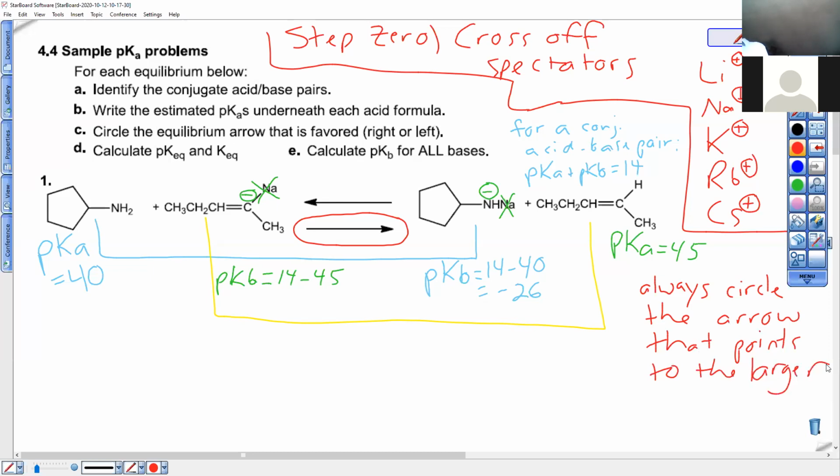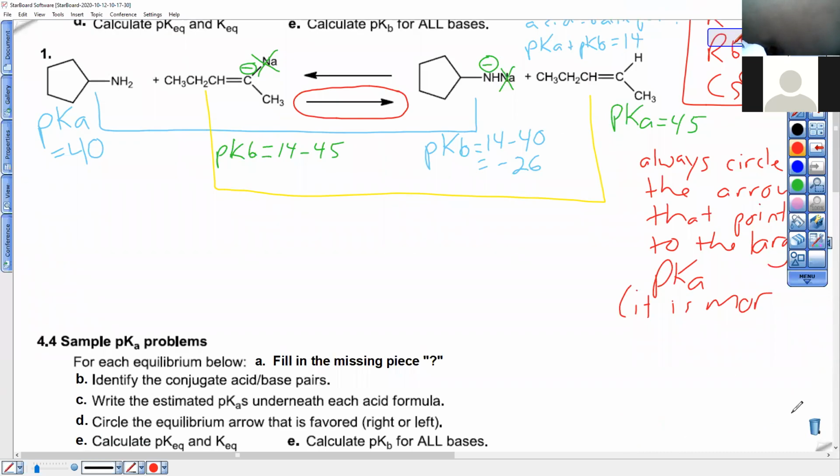Larger pKa. It is more stable. When you talk about equilibrium, it's always about stability. It's called thermodynamic equilibrium. And a larger pKa means less acidic. Less acidic means less reactive. Less reactive means more stable. Got all that going on.